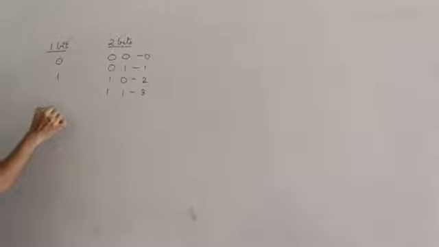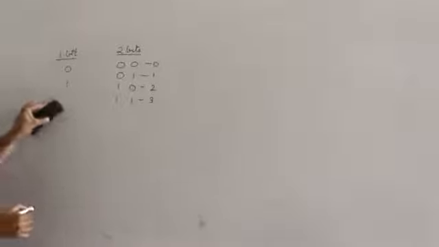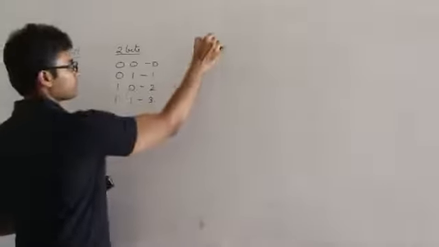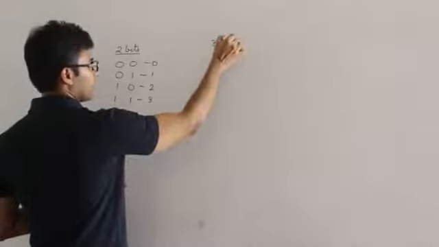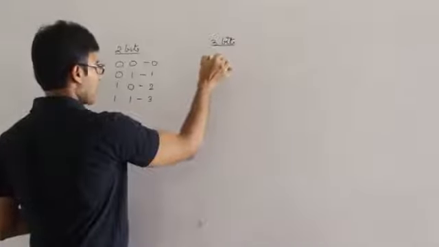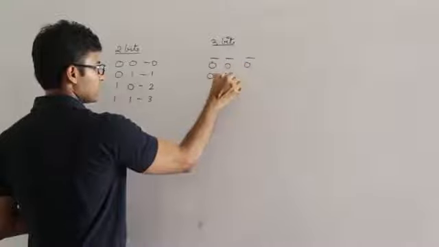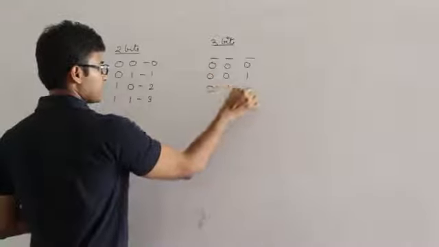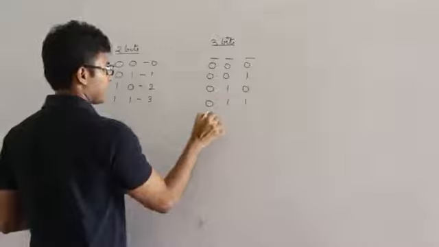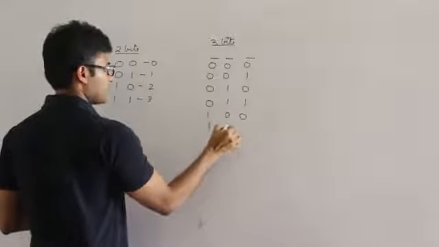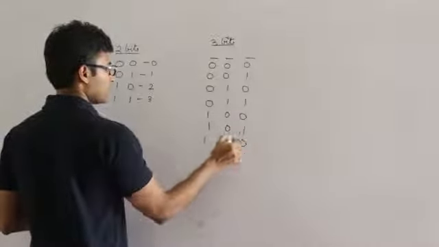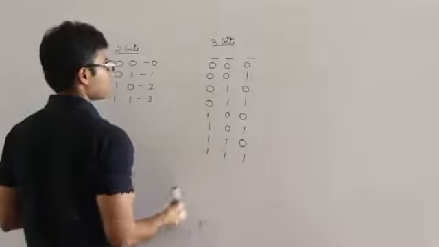With 3 bits, how many binary numbers are possible? You know it is going to be 8, right? Why? I have 3 blank spaces and 000, 001, 010, 011, 100, 101, 110, 111. Okay, now this part you know it well.